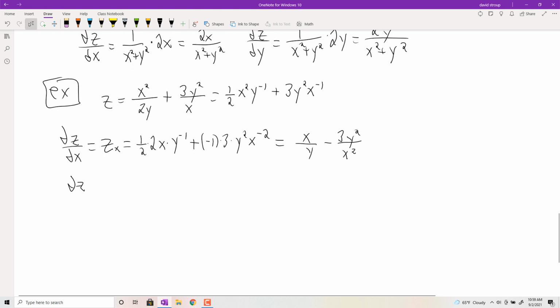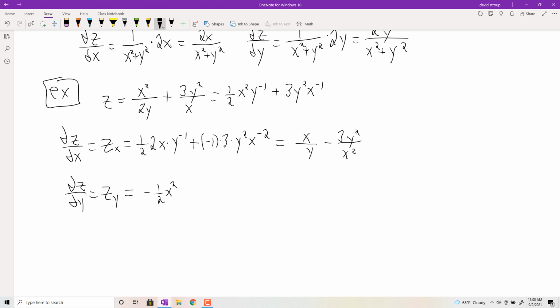Let's get the other. So in this case, you could write z_y if you want, z sub y. Okay, so bring down the negative 1, so negative 1/2, leave the x squared alone, y to the negative 2. And then plus, bring down the 2, so 6y, x to the negative 1, make it pretty. Negative x squared over 2y squared plus 6y over x. Okay. One more.